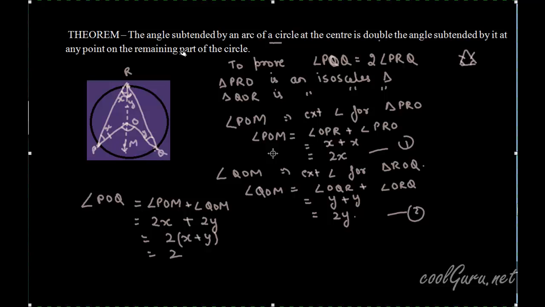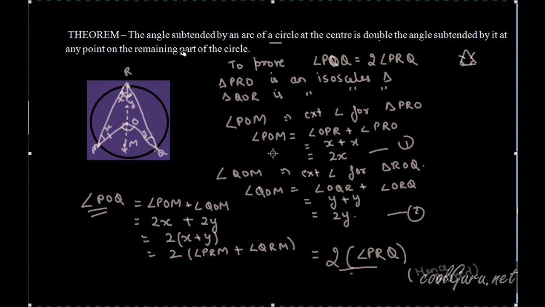This angle x plus y is actually PRM. x is angle PRM and y is angle QRM. Or we can write this is equal to 2 times, PRM plus QRM, which is actually angle PRQ. So this proves our result, what we had to prove, that angle POQ is equal to twice angle PRQ.